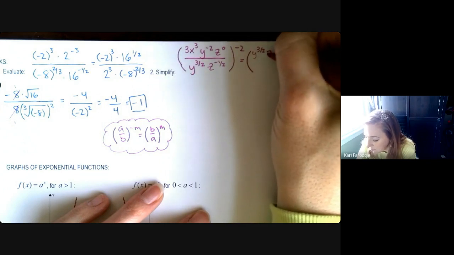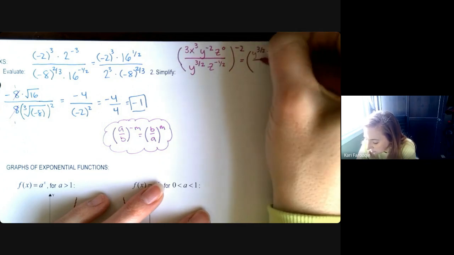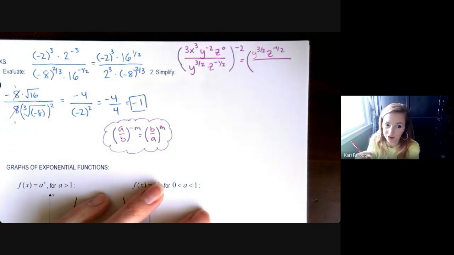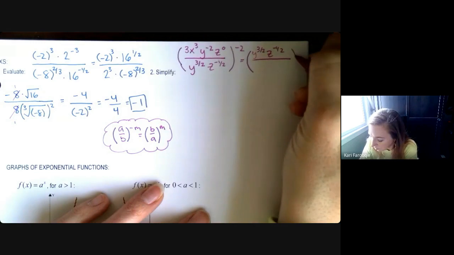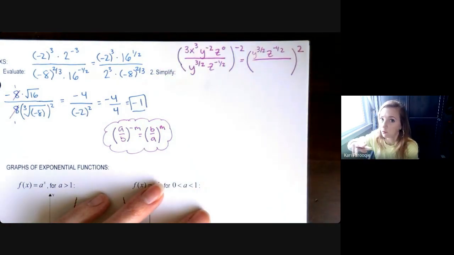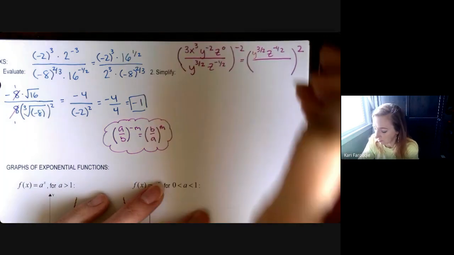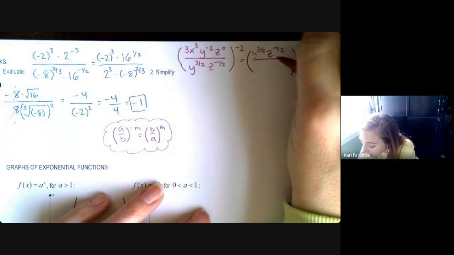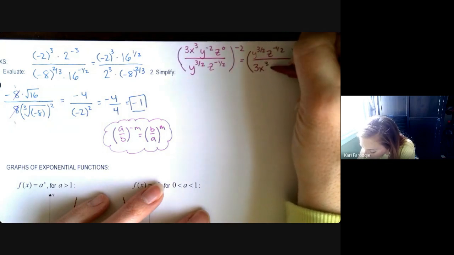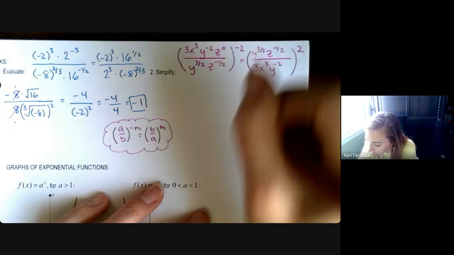I'm going to do everything in separate steps here. There's a lot going on. Z to the negative half, because I wanted to move its position in the fraction, but remember all this is being taken to the positive second power. So I'm just switching the numerator and denominator because I can do that with negative exponents. And then in the denominator, I have 3x cubed y to the negative second.